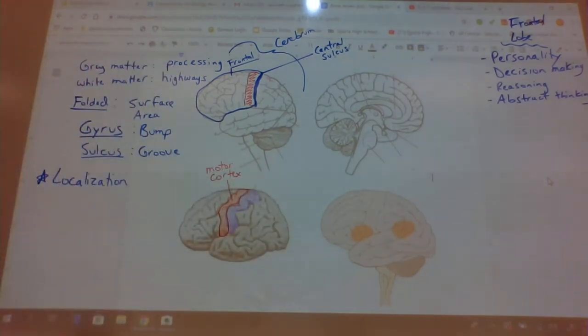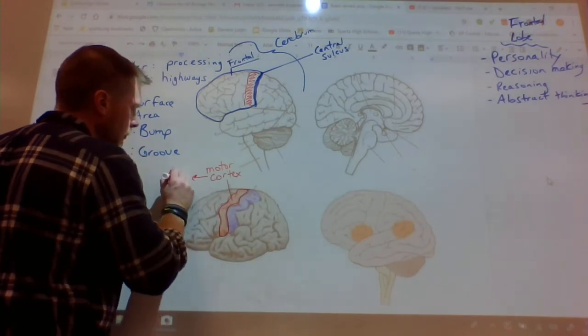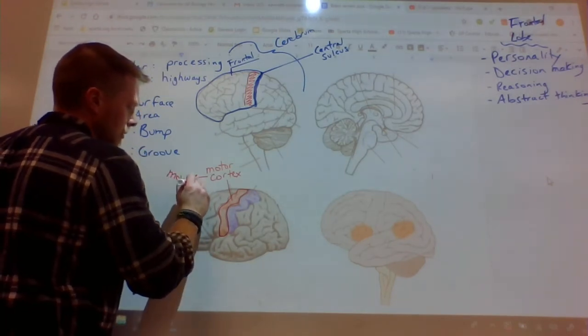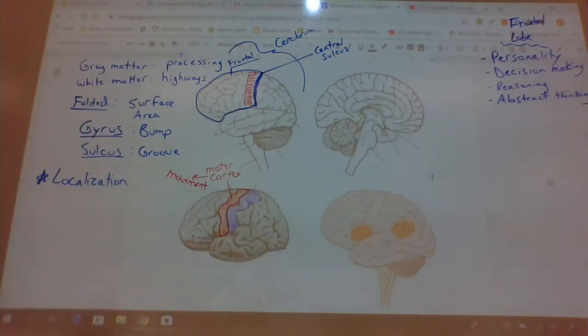The motor cortex is where all what gets generated? Movement. Good. So the motor cortex is where movement is generated. And that motor cortex is the very back of the frontal lobe.